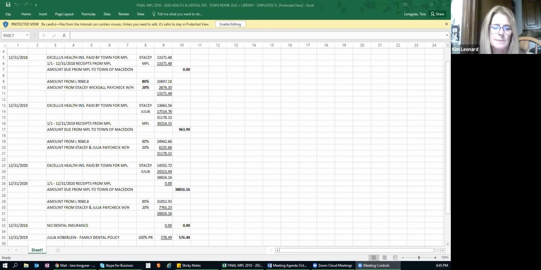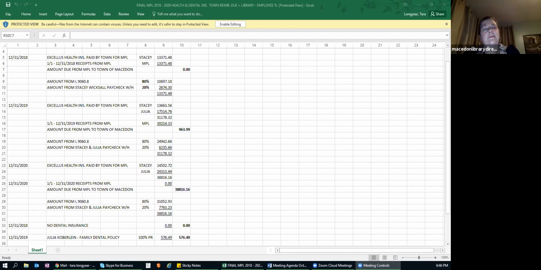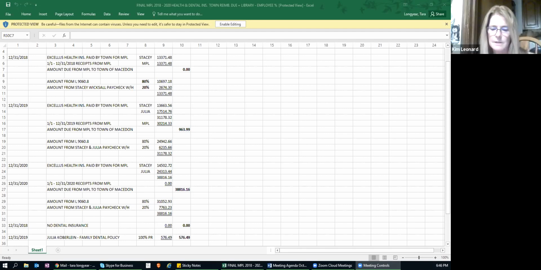And I think one of the areas might be that Julia changed to a family plan in September. Yes. So I've never seen a check for dental, and that's probably the town's fault for not billing it, but 100% is paid by the employee.